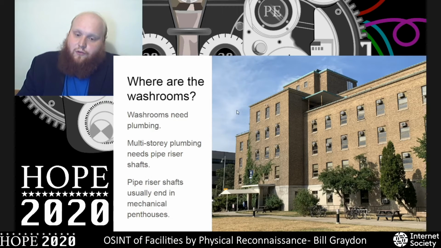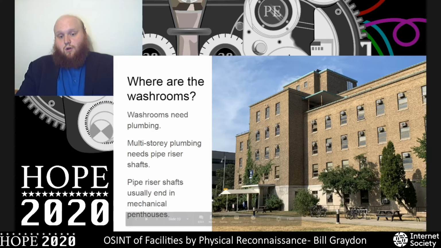So washrooms also need plumbing, and in a multi-story building, that plumbing tends to be put in pipe riser shafts. And those pipe riser shafts tend to end in mechanical penthouses on the top of the building where there's various mechanical equipment using other pipes in that shaft. So in this case, we see this penthouse, and we can infer that the washrooms are very likely below it.